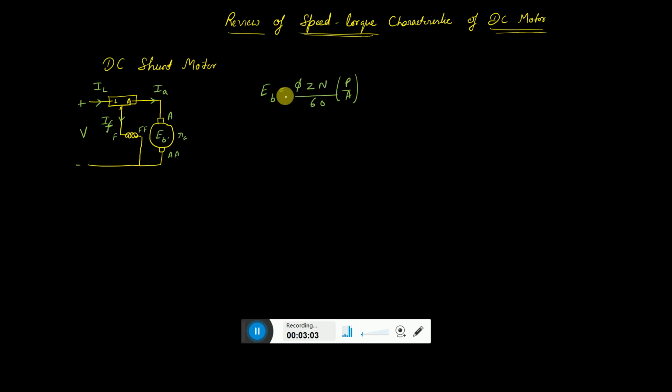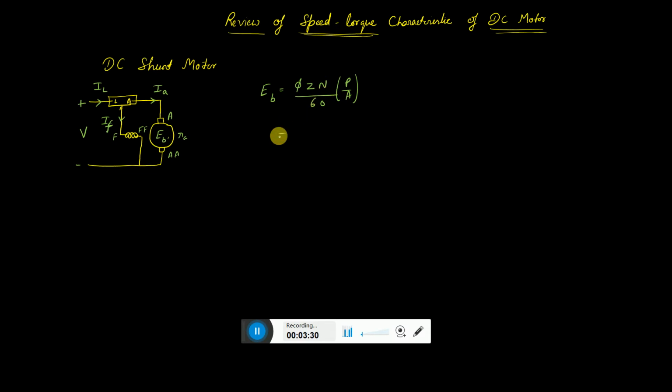Then P is the number of poles, phi is the flux per pole, Z is the number of conductors. Usually this Z is divided by the number of parallel paths, and we formulate it in such a way that it is easy to remember: phi Z N P by A divided by 60. N is the revolution per minute.